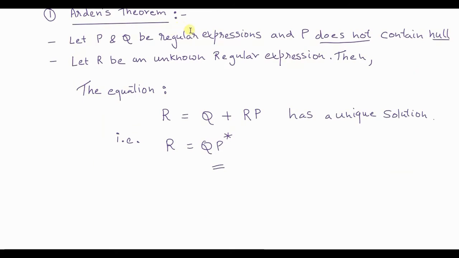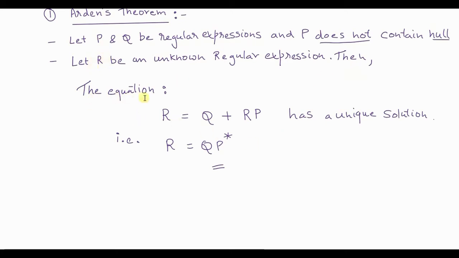Now Arden's theorem is a very plain theorem. It says let P and Q be two regular expressions, and let's assume that P does not contain null. Further, it says let R be an unknown regular expression. So we have three regular expressions, P, Q and R. P should not be null. R is a new unknown regular expression, so the end result will be stored in R.